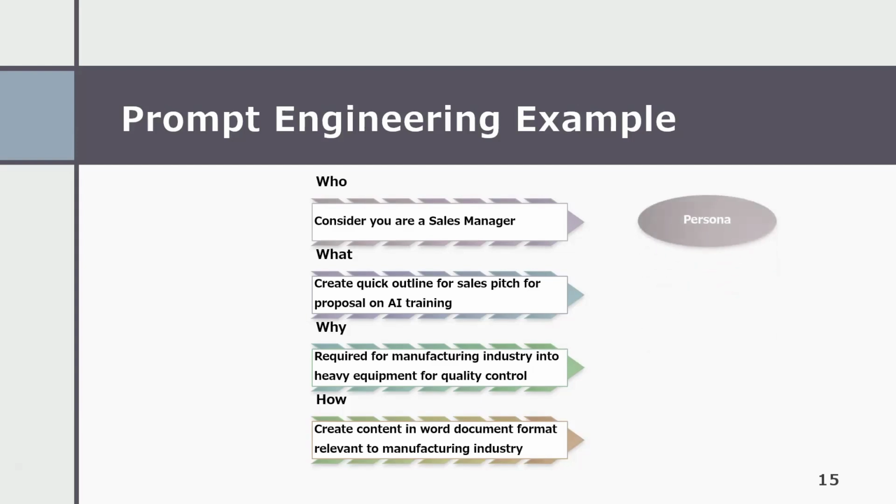So here the persona is sales manager, and the task is about a sales pitch outline and proposal basically for AI training. And the context is that it's a manufacturing industry into heavy equipment. And the format is that you are looking for a Word document format, things like that.